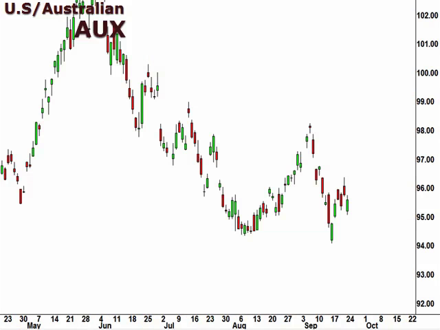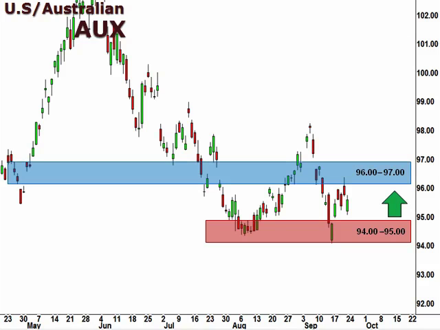Let's take a look at the US dollar versus the Australian dollar, as seen here in the ISE FX Options pair value AUX. Well, the AUX held support at 94 and bounced last week, only to reverse towards the end of the week, which suggests a possible retest of 95. However, a break back above 96 suggests a continuation to the upside.